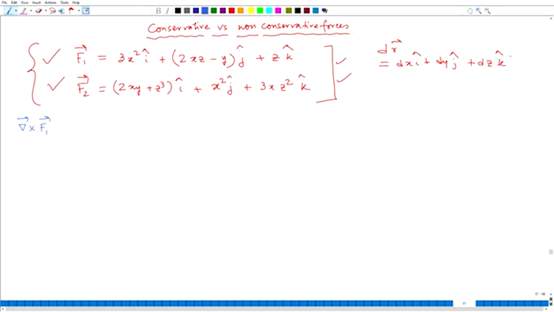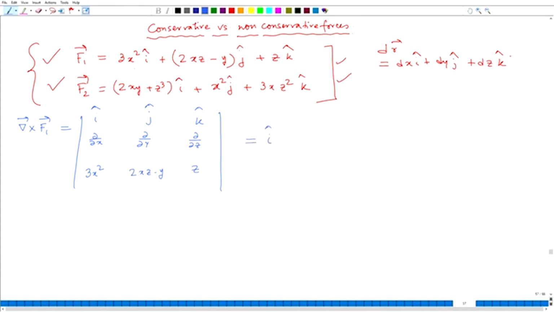So, if you do the curl of F1, you will see that this is i cap, j cap and k cap, and del del x, del del y and del del z. Okay. So, I just write 3x square, 2xz minus y and finally z. Okay. What will be the curl?